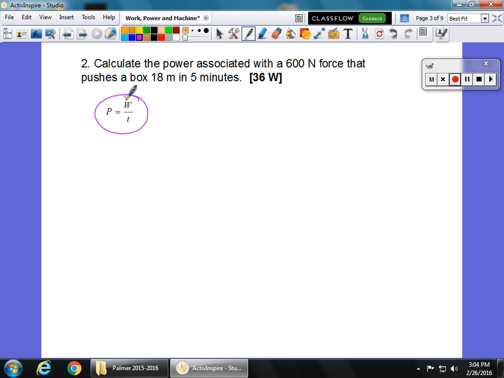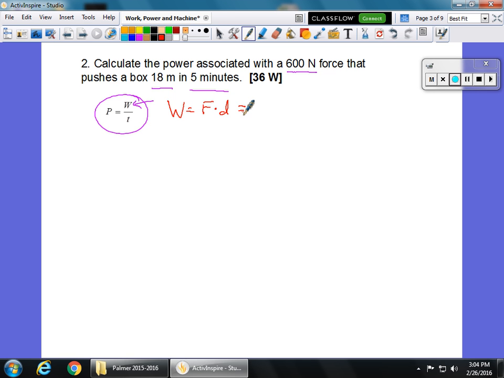It asks us to calculate the power associated with the 600 Newton force that pushes a box 18 meters in 5 minutes. So we know that the force is going to be 600 newtons. It's giving us a distance, and it's giving us a time. Well, it hasn't given us work, right? We need work and time in order to get power. So we do have an equation also for calculating work, which is force times distance. So we're going to have to do that part first.